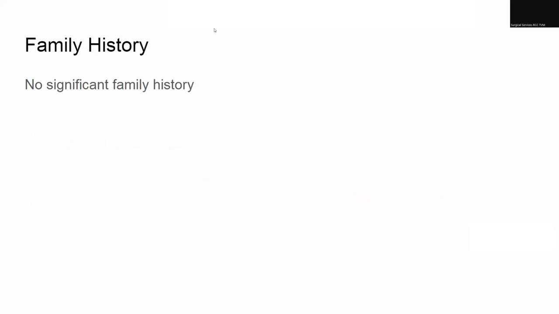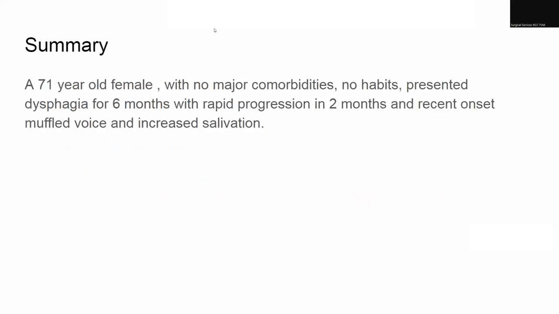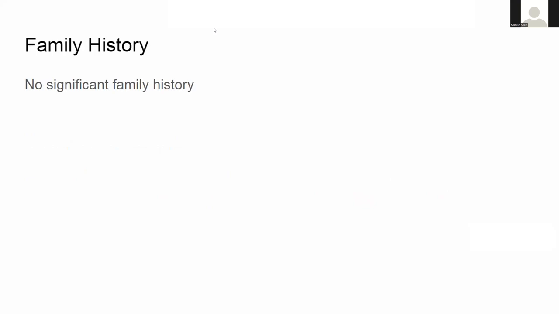Coming to family history, there's no significant family history. Can you elaborate any familial syndromes for head and neck cancers? Sir, Li-Fraumeni syndrome, Bloom syndrome, xeroderma pigmentosum, Fanconi anemia. Do you know ataxia telangiectasia? Do you know the characteristics of each? Just go through it. Yes, sir, I'm just telling the question, sir. Yeah, go ahead.